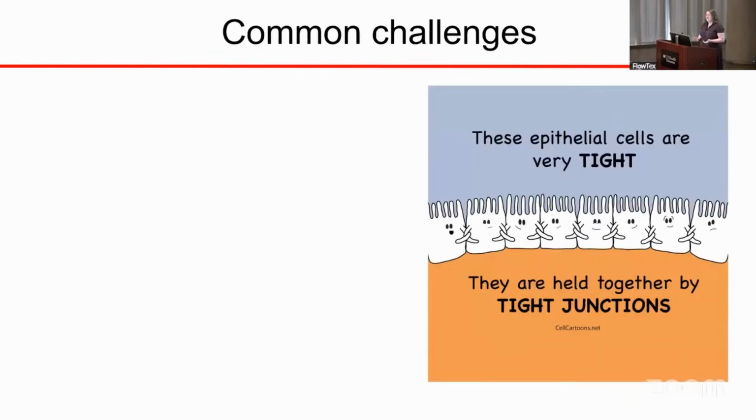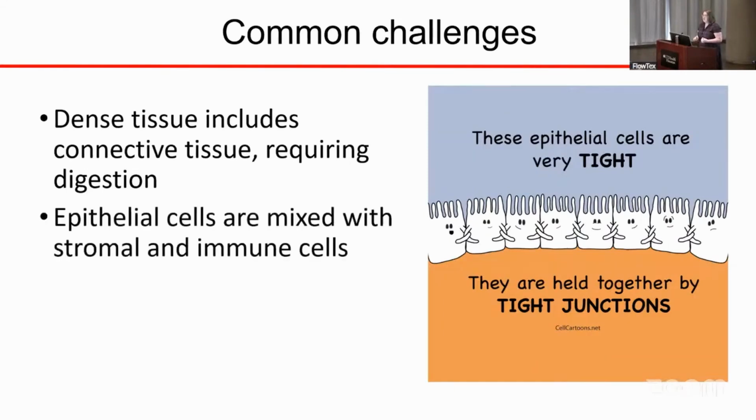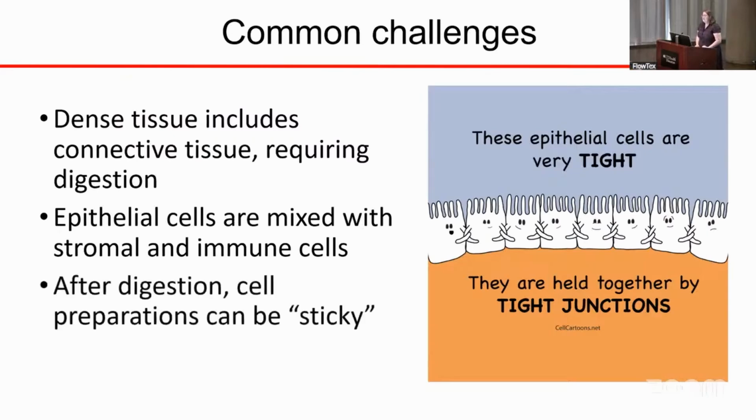So some of the reasons for this challenge is that some of these tissues can be dense. That means that they have a lot of connective tissue, which requires digestion. There are epithelial cells mixed in with stroma cells and the immune cells. So these are not clean populations like a lymph node or a spleen. We have to differentiate between them. And so depending on your digestion process, sometimes the cells can be sticky, is the easiest way to describe it. It'll get stuck in the pipette and you lose your cells.